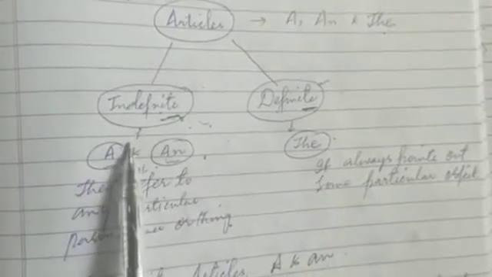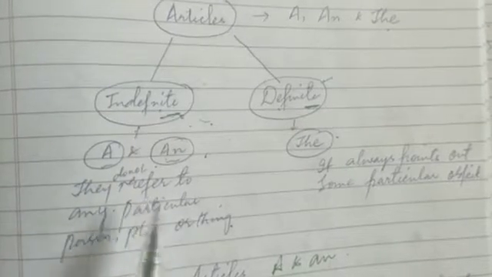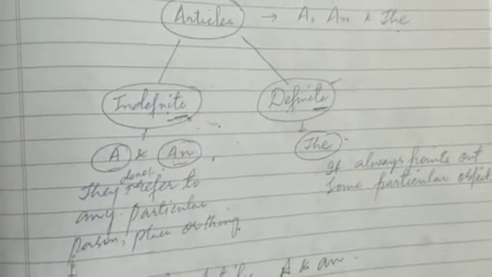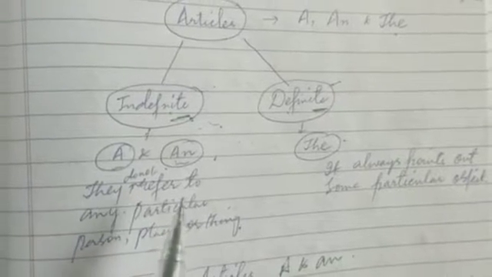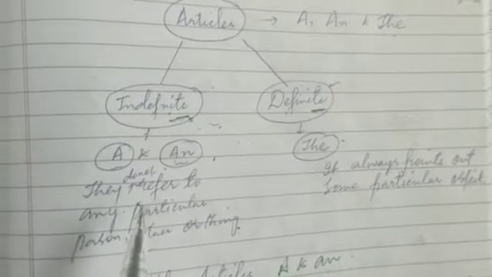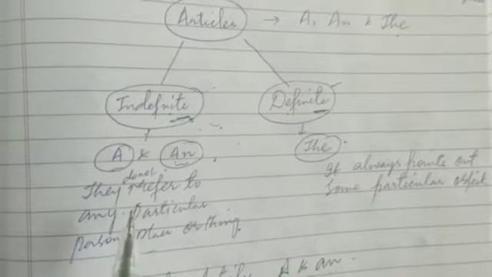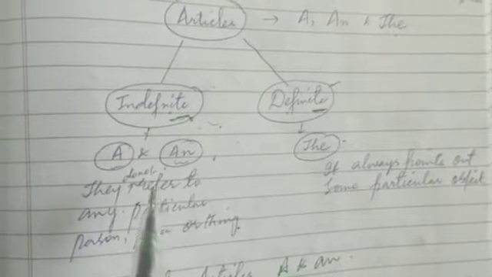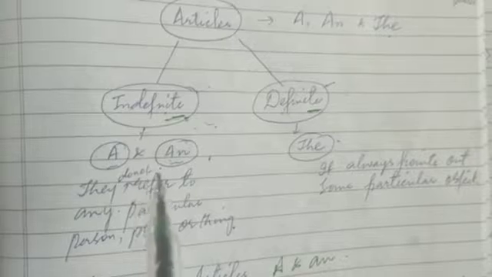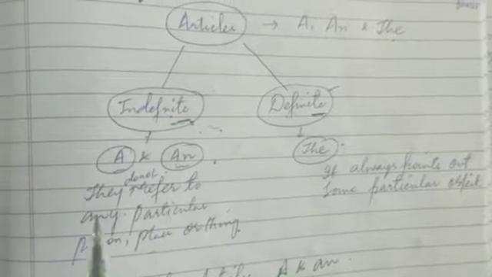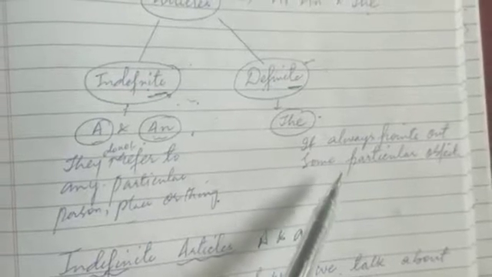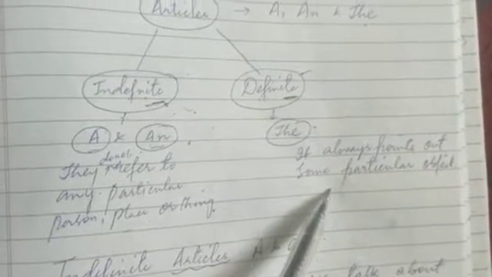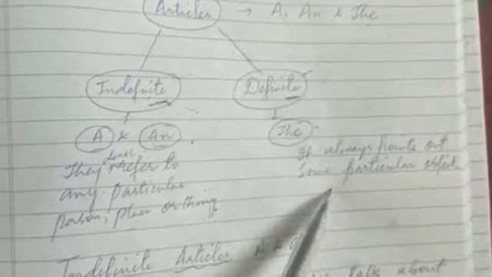Because they are not definite. They do not refer to any particular person, place, or thing. Or we can say that they generally are used for speaking of something generally, that is, for general things. Whereas the definite article the always points out some particular object.